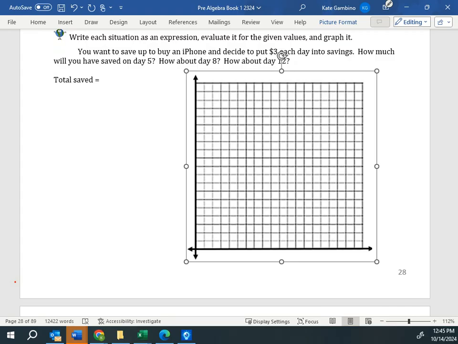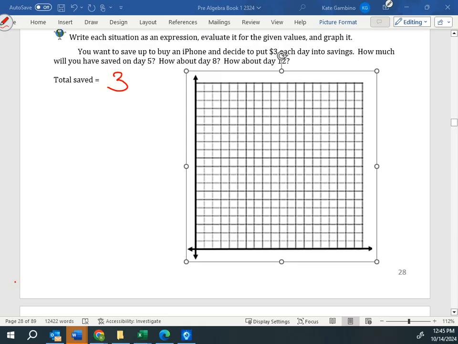So the first thing we have to do is figure out what our expression is using a variable. So I need to look to see what is staying the same and what is changing. So that variable is going to be what is changing. When I look at this, what's staying the same? $3. Every time it has something to do with 3. What's changing? The day. The days. 5 days, 8 days, 12 days. That day is changing. That's my variable. The variable is the thing that is changing.